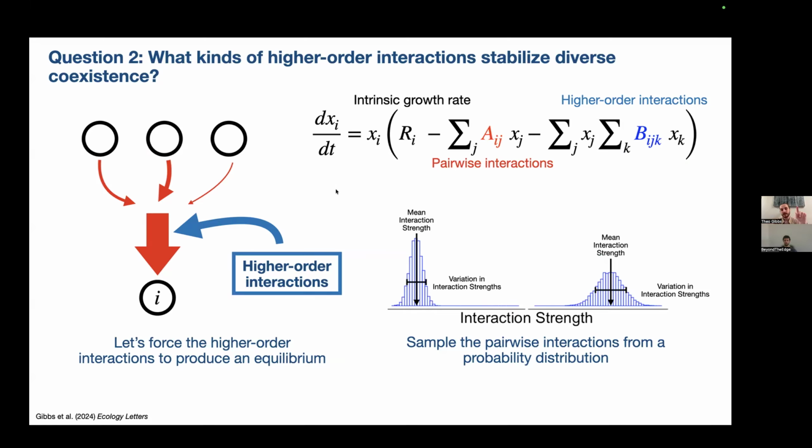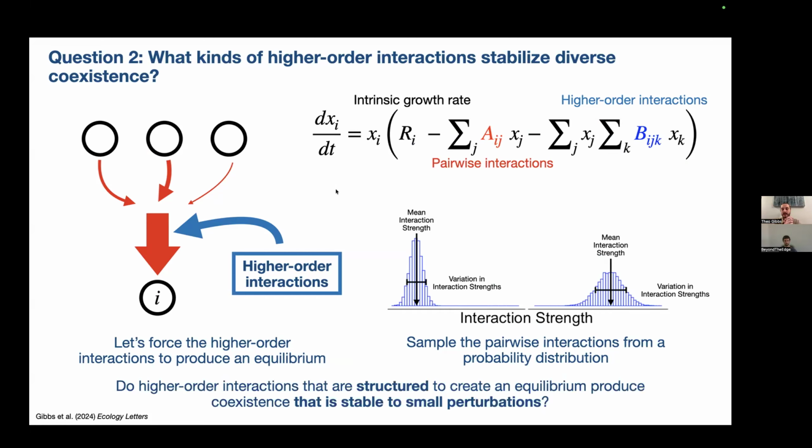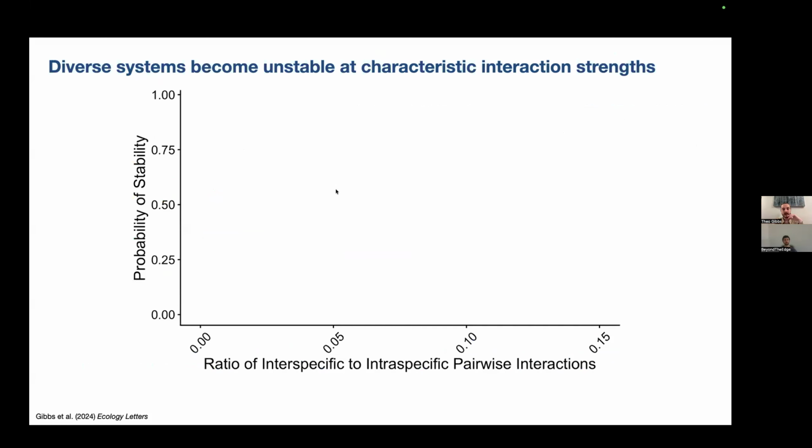I'm going to force them to create an equilibrium where every species has a positive abundance. And then we can just ask, do higher order interactions that have this minimal kind of structure create an equilibrium that's stable, where there's attraction to the local dynamics? And it turns out that this is still pretty challenging. So if I plot the probability this equilibrium is stable as a function of a metric of the ratio of the strength of interspecific interactions to intraspecific pairwise interactions, this equilibrium becomes unstable at a characteristic point.